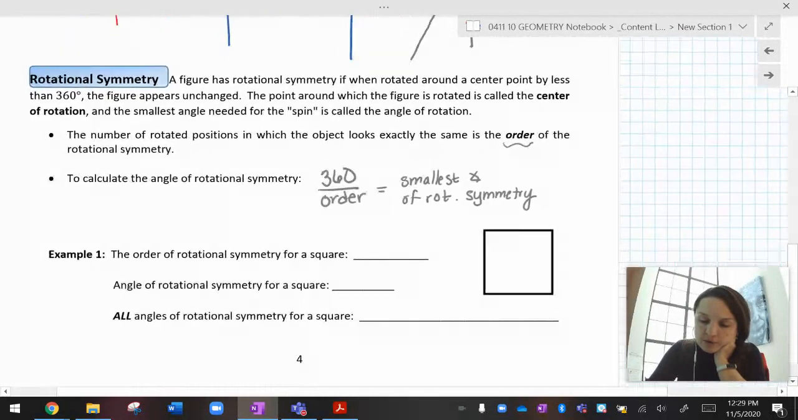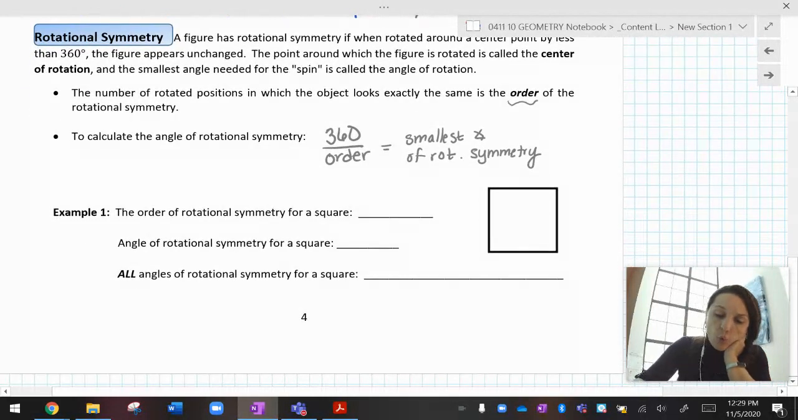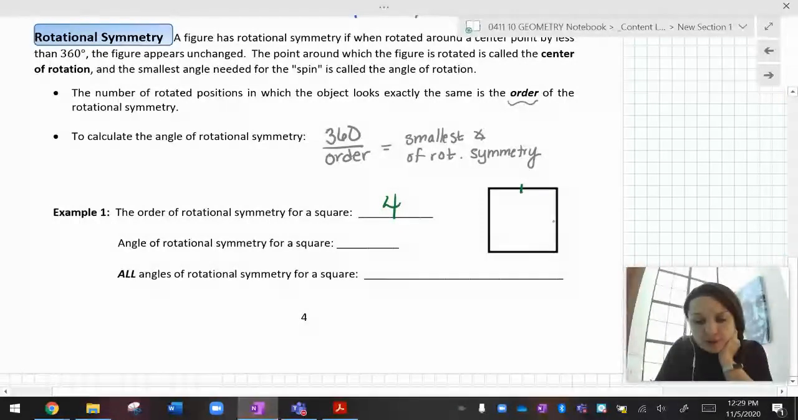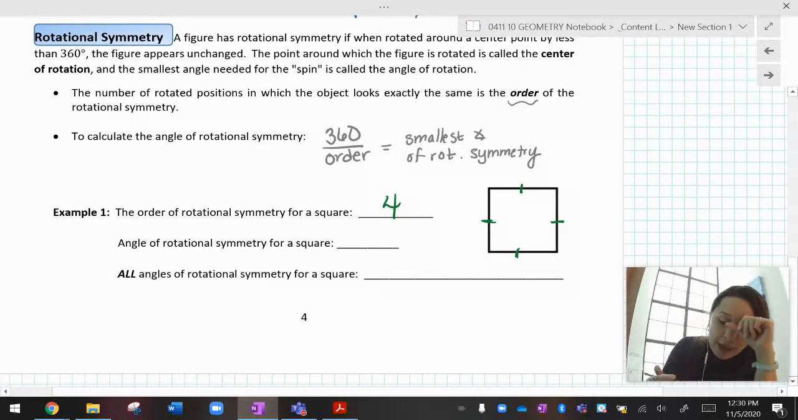All right, so let's talk about this square here. The order of rotational symmetry for a square means how many different ways can I turn that square and still drop it in a square-shaped hole? Well, I can drop it 4 different ways, right? I could turn it so that this side is on the top, or that top side is on the right, or it's on the bottom, or it's on the left. There's 4 different ways I could turn that thing. So the angle of rotational symmetry for the square is 360 divided by 4, which is 90.